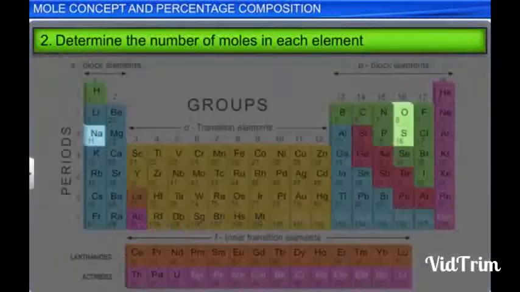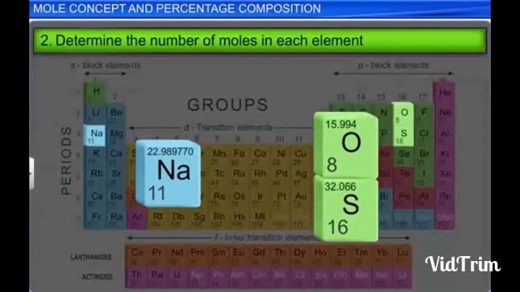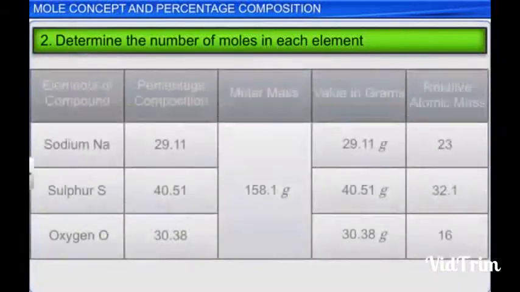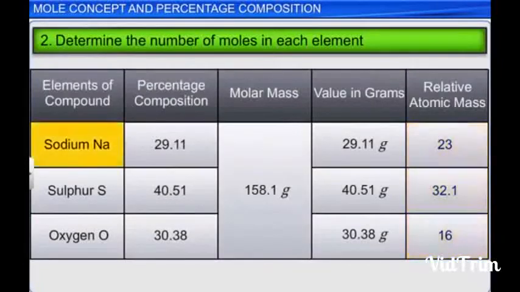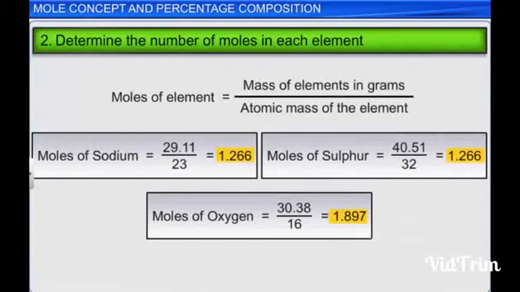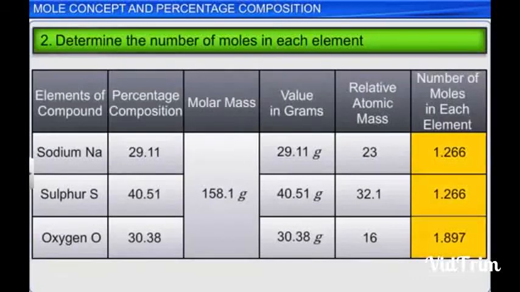The atomic masses of various elements can be identified from the periodic table. Therefore, the relative atomic mass of sodium, sulfur, and oxygen are 23, 32.1, and 16 respectively. On substituting the values in the equation, we get the number of moles for each element as 1.266 and 1.897.